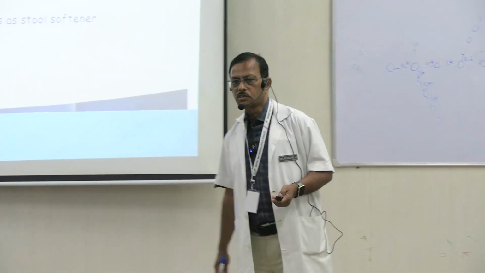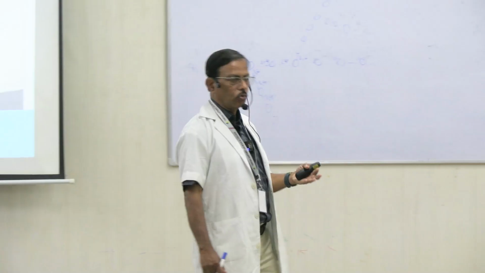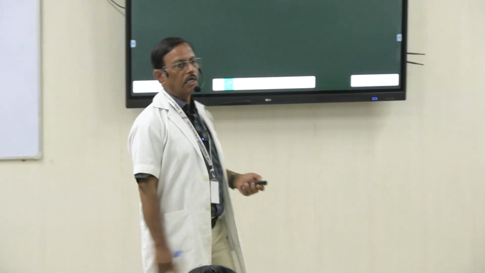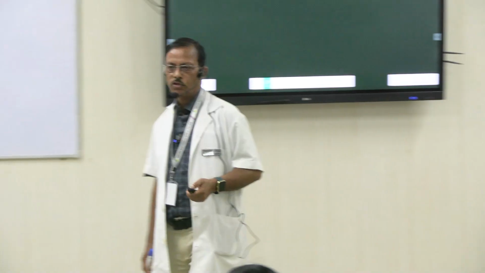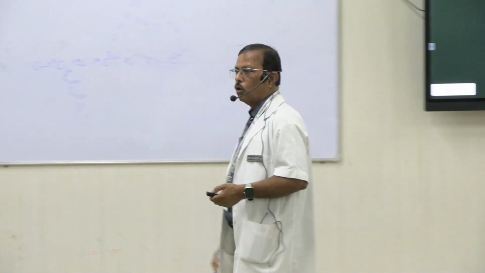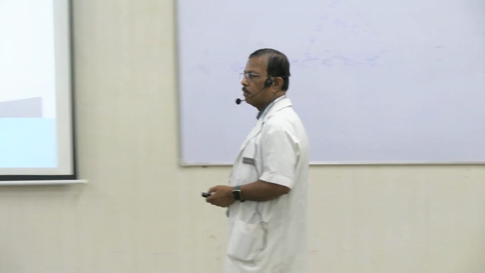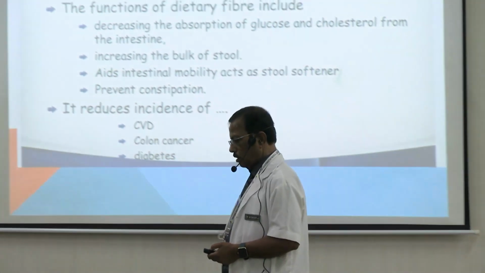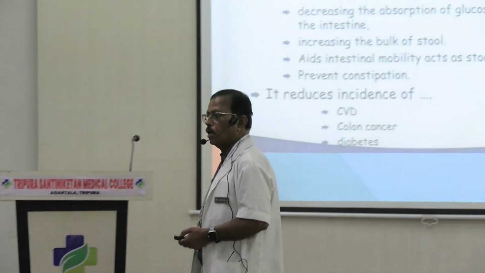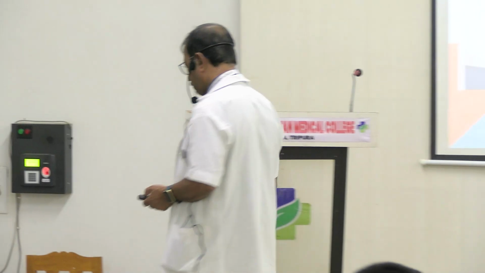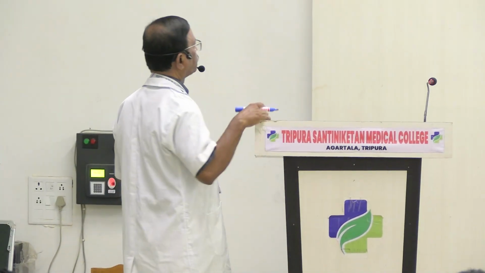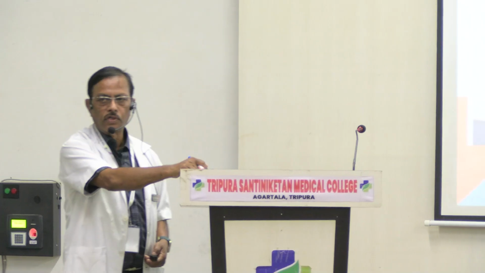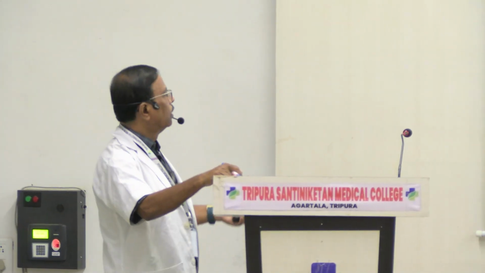So, how do we make these fibers available? We ask them to take salad before they take food. When they take food, it gets mixed up and the fibers interfere with the absorption of sugar, thereby reducing the possibility of a high rise of blood sugar.